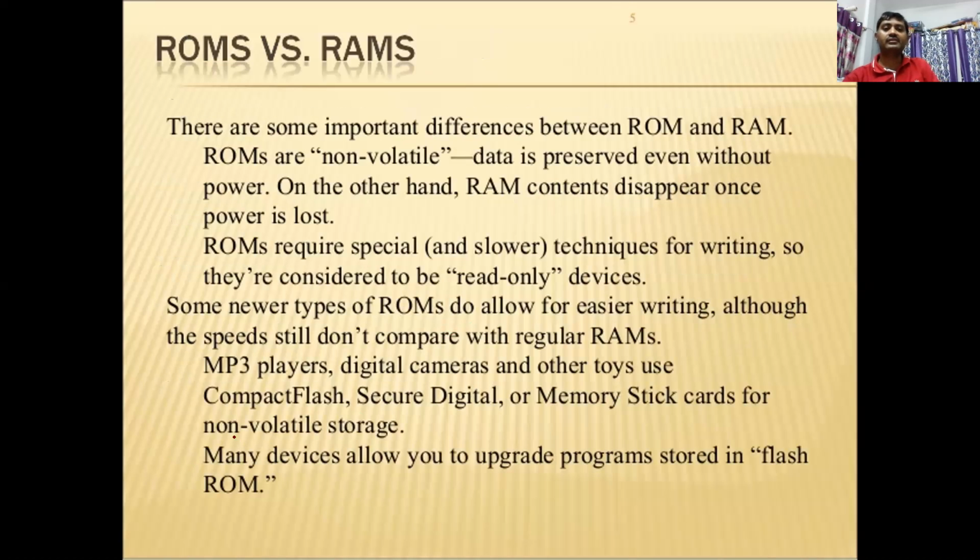So, ROM versus RAM: RAM is volatile, and ROM is non-volatile. This means that once it is programmed, the data will remain as it is forever. In RAM, whenever the power is switched off, the content is automatically lost, right? The other point is that ROM is a bit slow when compared with RAM.